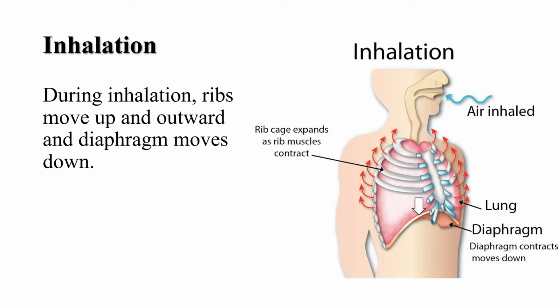Students, now let us understand what happens during the inhalation process. During inhalation, the ribs of the chest cavity move up and outward, and the diaphragm moves downwards. This movement of ribs and diaphragm leads to the expansion of the chest cavity, and as a result the air moves into the lungs, and in this way the inhalation process takes place.